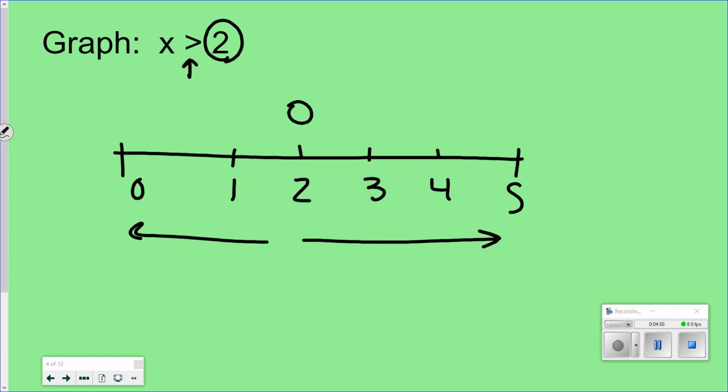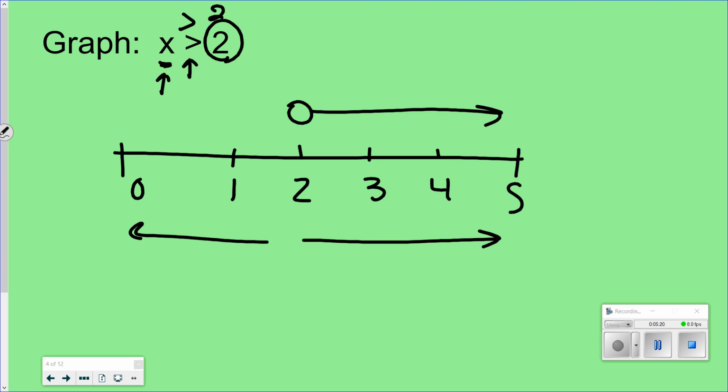A lot of us had problems with this last year. You didn't know which way the arrow needed to go. This says x is greater than 2. So then you have to think to yourself, what are some things on this number line that are greater than 2? Well, 3 is greater than 2, 4 is greater than 2, 5 is greater than 2, and you draw your arrow this way. This graph tells me the solution set for this answer.